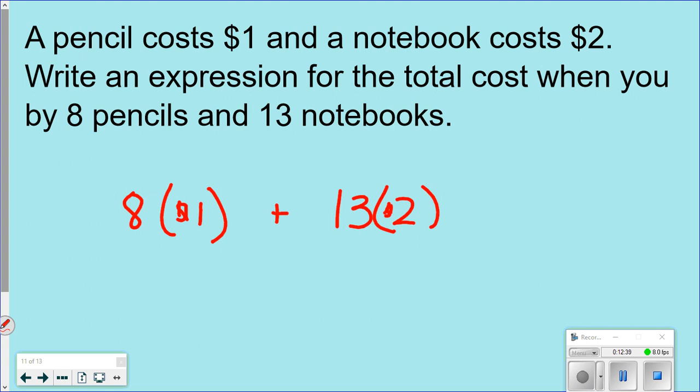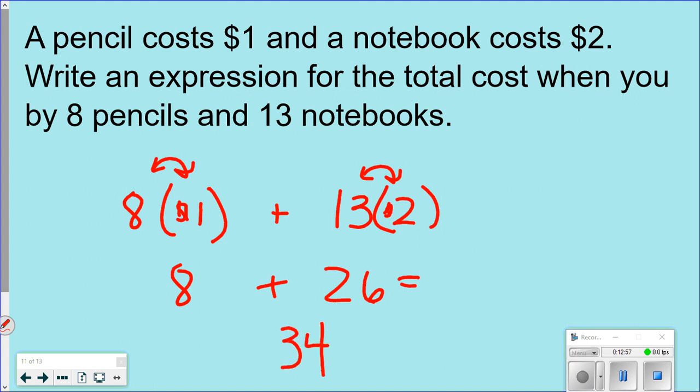And you know, it doesn't matter what number you have in the parentheses. You could put the 8 in the parentheses or the 13. You could switch these around. I just tend to put the money in the parentheses, so it doesn't matter. So 8 plus 26. 8 plus 26 would be $34. It would cost that for those pencils and notebooks.